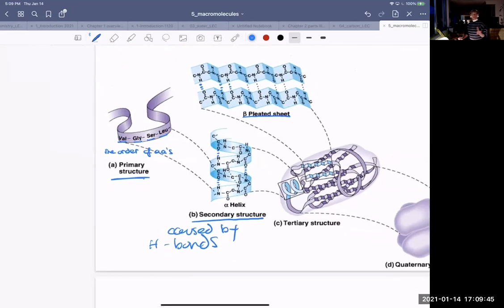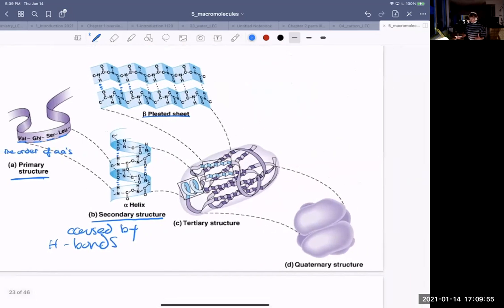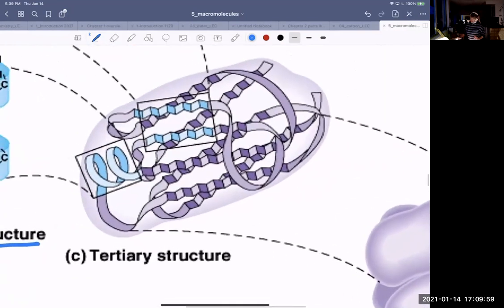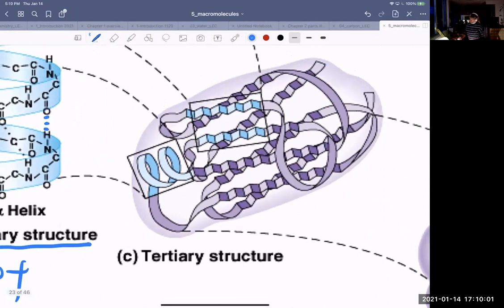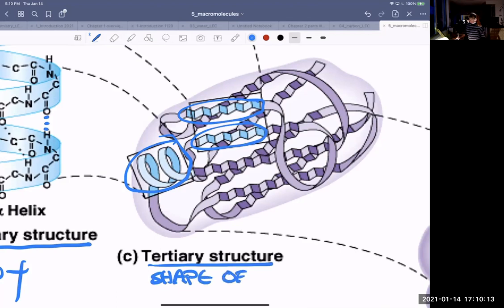So a long string of amino acids can form in the same polypeptide these two secondary structures. You put them together, and when they start to fold, it's called a tertiary structure. You can see that there are some helices there and some beta pleated sheets in the same protein structure. That's the tertiary structure. That is the shape of function.